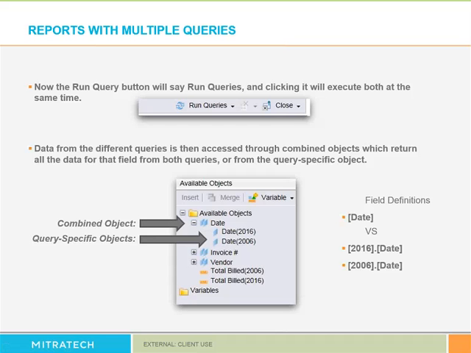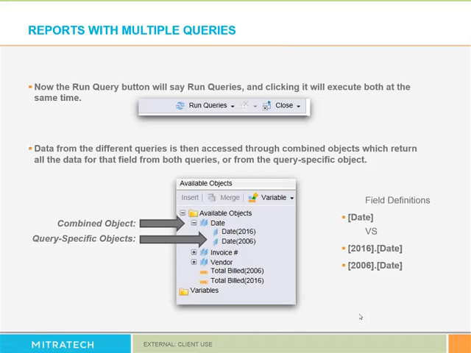The combined object is going to be the one that more often than not you're going to want to use for creating your report, because it's going to include the data from both of the data sets. The query-specific objects, however, are available for you, and you can use them to just display the data for that field from just 2016 or just 2006. This field definition on the right, if you're familiar with how formulas work in Analysis Center, will be defined with an open square bracket, Date, close square bracket for the combined object with all the data, or open square bracket, 2016, close square bracket, dot, object name for the data specifically from the 2016 query.